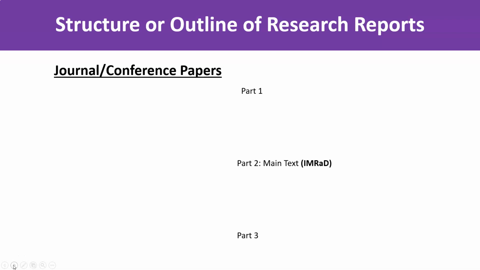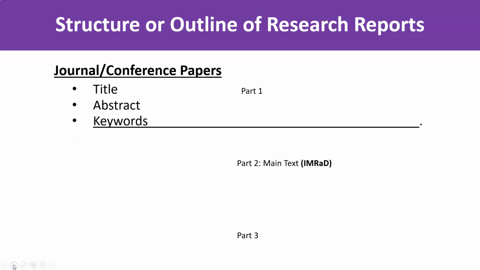Usually research reports, I'm starting with journal or conference papers, always take a similar structure. They can be divided into three parts. There is part one, there is part two, which is the main text, and there is part three. So any paper, whether journal or conference paper, has these three parts. Let's see what each of those parts is made up of. That's the outline of each part.